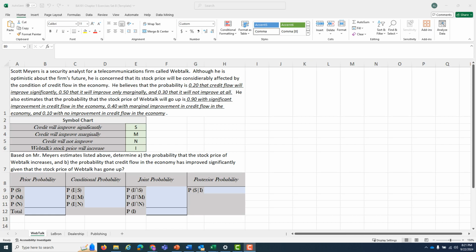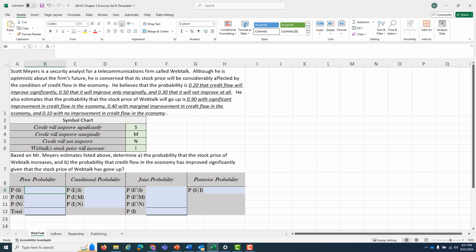We're going to try to figure out right here, based upon all these estimates above, firstly, what is the probability that the stock price of WebTalk is going to increase overall? And what is the probability that credit flow in the economy has improved significantly given that the stock price increased? So what we're going to do is start with our prior probabilities of what we thought things were going to be in terms of credit flow in the economy.